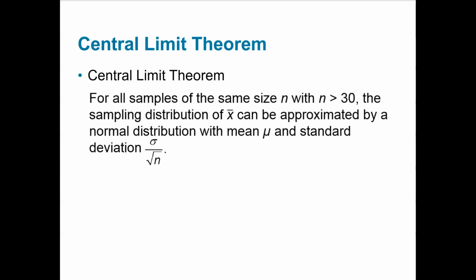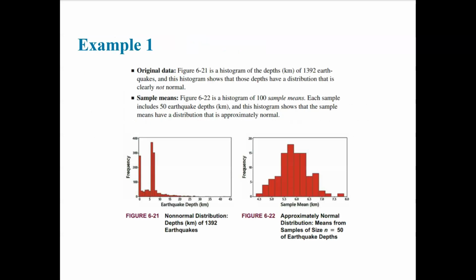So the central limit theorem says for all samples of the same size n, as long as n is greater than 30, so our sample size is larger than 30, the sampling distribution of the mean can be approximated by a normal distribution with a mean of mu and a standard deviation of sigma divided by the square root of n. We'll go into that a little bit more. Basically, what it's saying is that we can take data like 6.21 and approximately normalize it and turn it into 6.22.